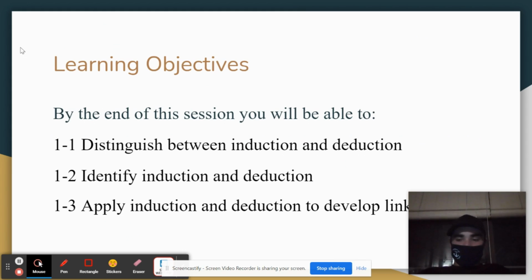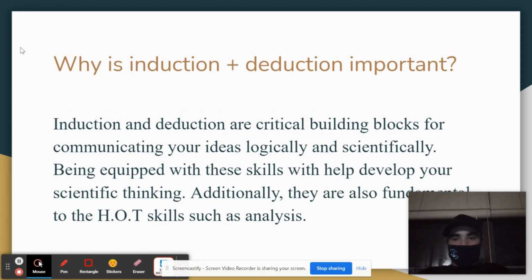The learning objectives of this session: you will be able to distinguish between induction and deduction. So I want you to essentially tell me the difference between the two. I want you to identify it in an example, and then I want you to apply it to develop links. These are things you're going to be able to do once I'm finished giving this session. So let's move on, and I'm going to explain kind of why deduction and induction are so important.